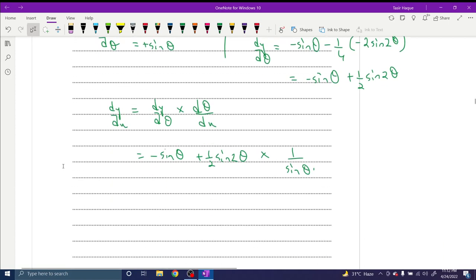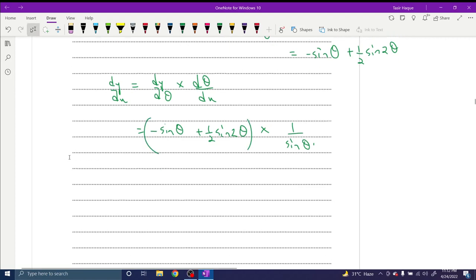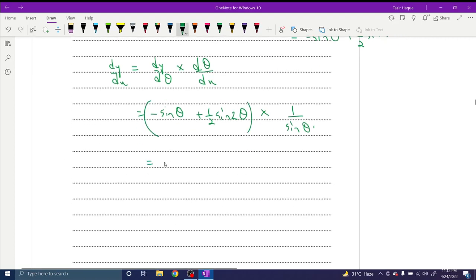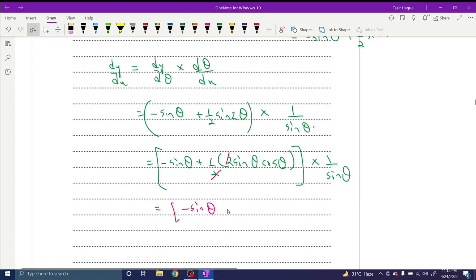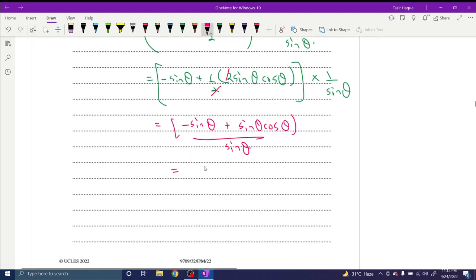So what's the best way to do this? There are multiple ways. You could divide both by sine theta, but I'm just going to show you a trick. Why don't we do this? Let's apply the double angle formula first. So that's minus sine theta plus half 2 sine theta cos theta into 1 divided by sine theta. Okay. Why did I do this actually? So that I can do this. Now I have minus sine theta plus sine theta cos theta divided by sine theta. Now we can just write this as minus 1 plus cos theta.